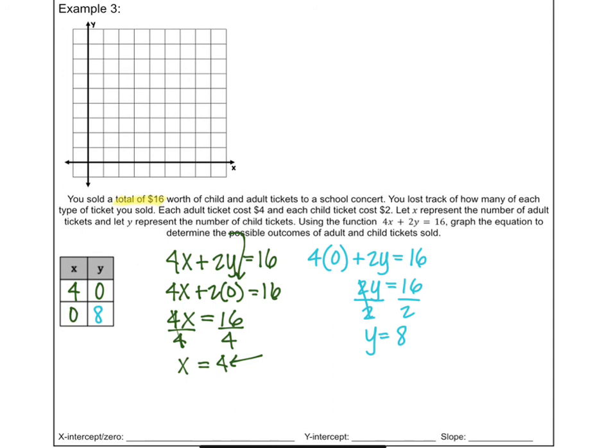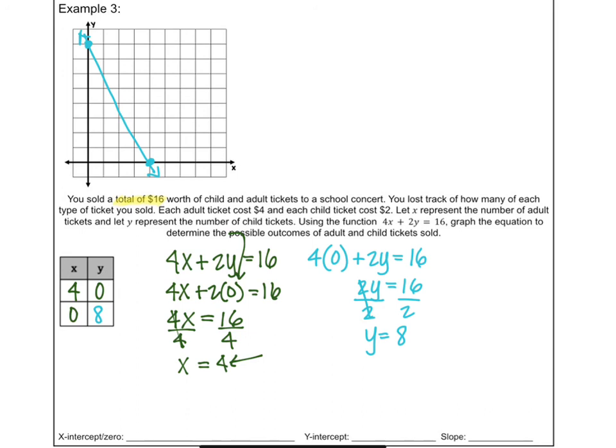Now that I know that, I have both my points, right? 4, 0 and 0, 8. I can graph that. So 4, 0 and 0, 8. 1, 2, 3, 4, 5, 6, 7, 8. There we go. We can create a nice graph of the line. And now I know how many tickets of each I could sell. For each of them, I could find that out given this information. Right? This would determine the different possibilities.